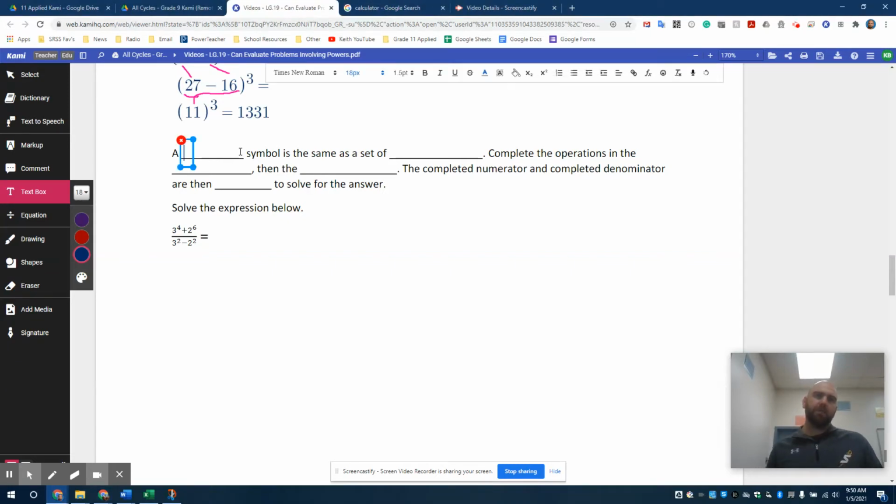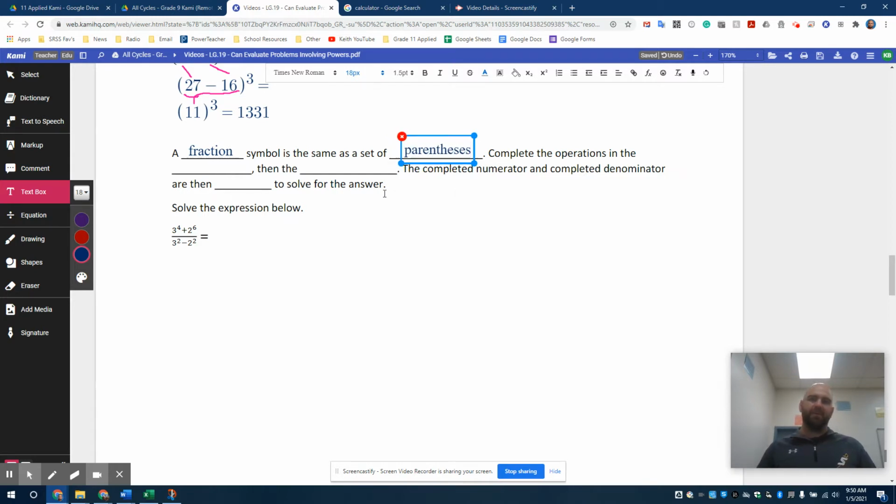The last thing that I want to take a look at is what happens when we have a fraction symbol. Now a fraction symbol is just that line that goes across. We consider it to be dividing as well. If it looks like a fraction, we have a numerator on top and a denominator on the bottom. A fraction symbol is used the same as a set of parentheses.